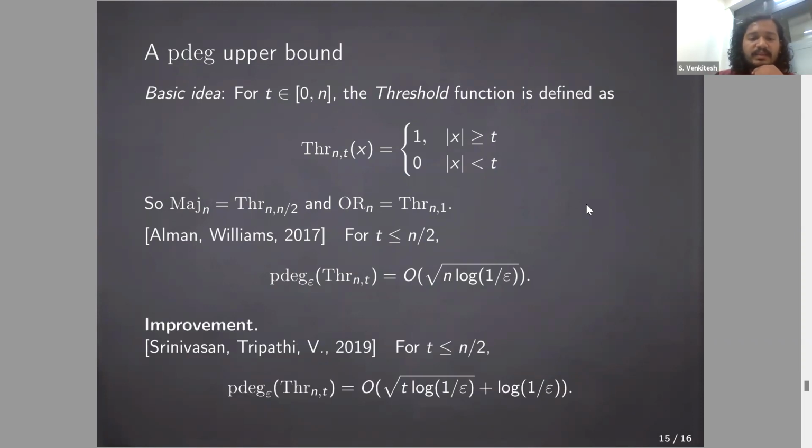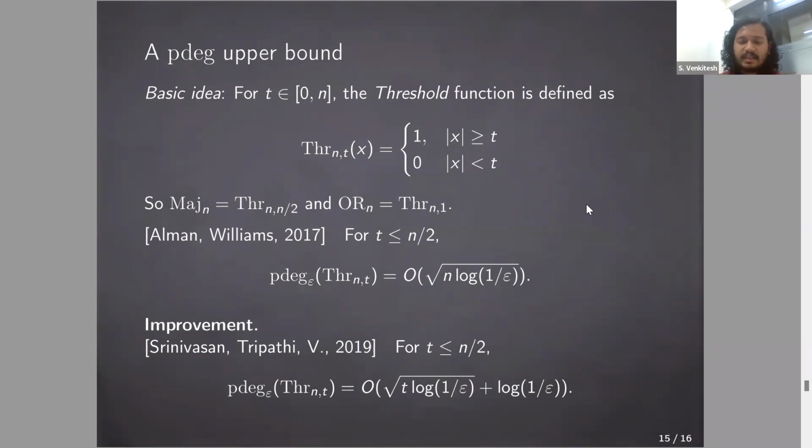All right. So why is this interesting? In our work, which was joint work with Srikanth Srinivasan and Utkarsh Tripathi, we could improve this a bit. So now for threshold parameter t, the probabilistic degree can be shown to be square root t log 1 over epsilon plus log 1 over epsilon.